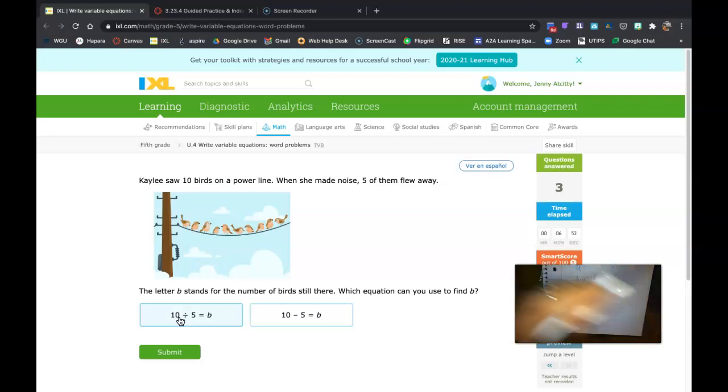So there's a model on the screen right here that shows 10 birds, and then 5 flew away. When something flies away or goes away, you're subtracting it. And to find out how many are left, B equals the number of birds that are still there. So because I'm not dividing, I'm subtracting. I'm going to choose the second option.